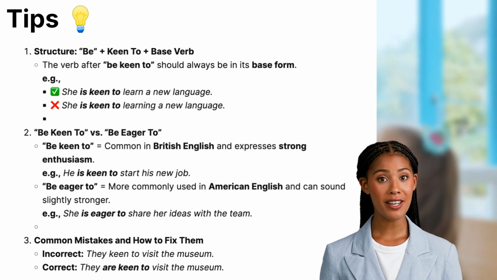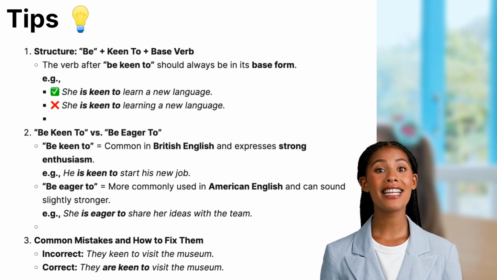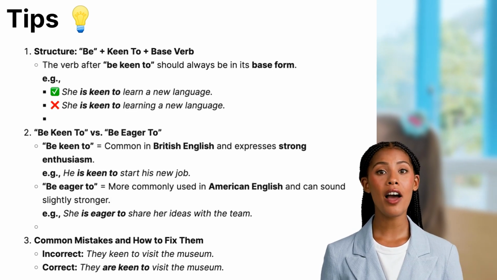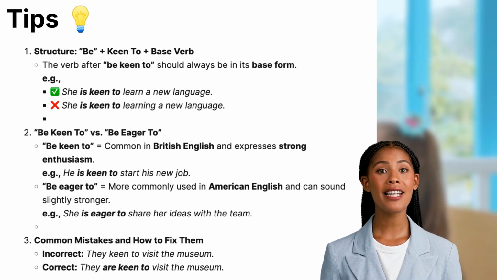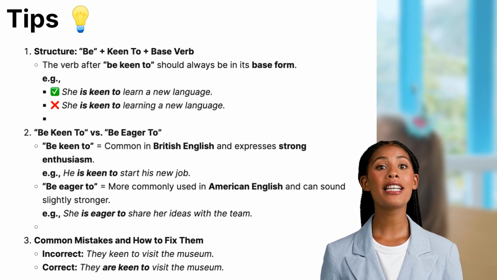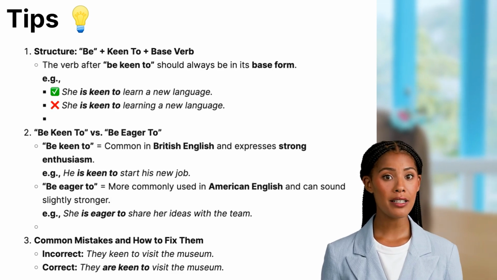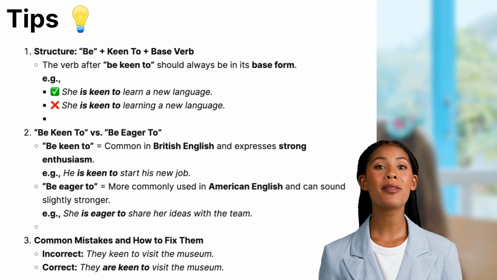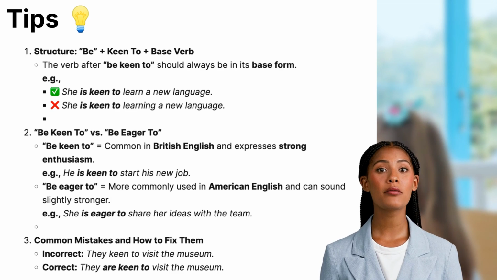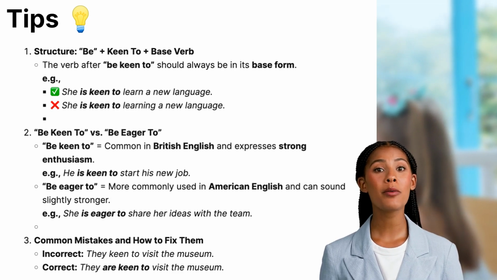3. Common mistakes and how to fix them. Here are some common mistakes English learners make with be keen to and how to correct them. Incorrect, they keen to visit the museum. Correct, they are keen to visit the museum. Incorrect, he is keen for joining the club. Correct, he is keen to join the club. Always remember, be keen to requires the verb be, am, is, are, was, were. Use to plus base verb, not for plus verbing.